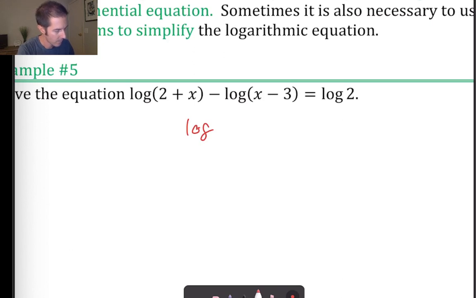And for some reason my pen's not writing anymore. Come on now. My tablet has frozen. So I'm going to pause and I'll be right back.